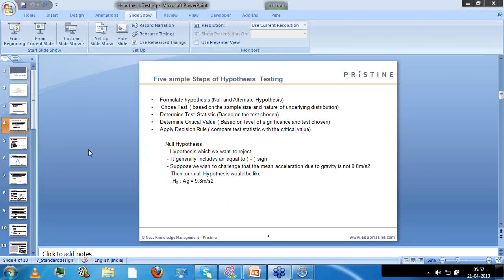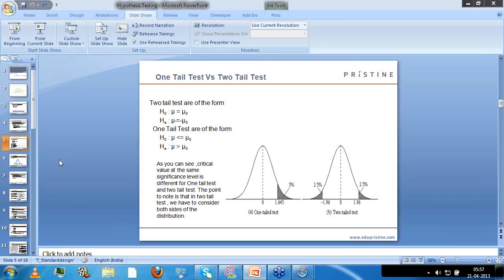So moving forward, now we'll try to understand the difference between a one-tail test and a two-tail test. A two-tail test will generally be of the form where your null hypothesis is mu equal to mu naught, and your alternate hypothesis is mu not equal to mu naught. So basically in a two-tail test we are considering both sides of the distribution, the side which lies to the left of the mean as well as the side which lies to the right of the mean.